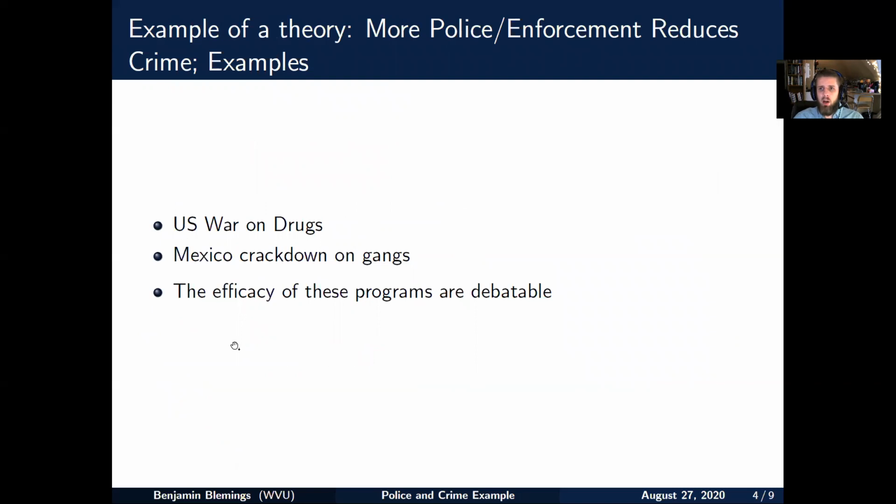But the theory I want to talk about and the related data that economists use to test it are about police and enforcement and criminal behavior. So you can go down a list of all the times that a program has been put in place where it was designed to put more police on the streets as a way to reduce crime. There's the U.S. war on drugs. There's a Mexican crackdown on gangs in, I think, 2006. The idea is that if we put more police out there and crack down on crime with more police officers, there will be less crime. And the efficacy or the effectiveness of these programs is debatable.